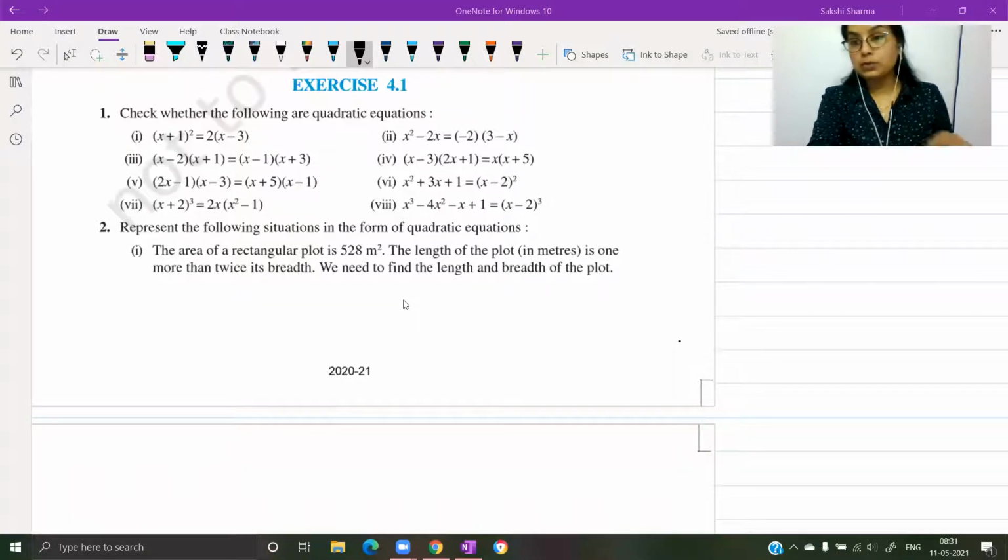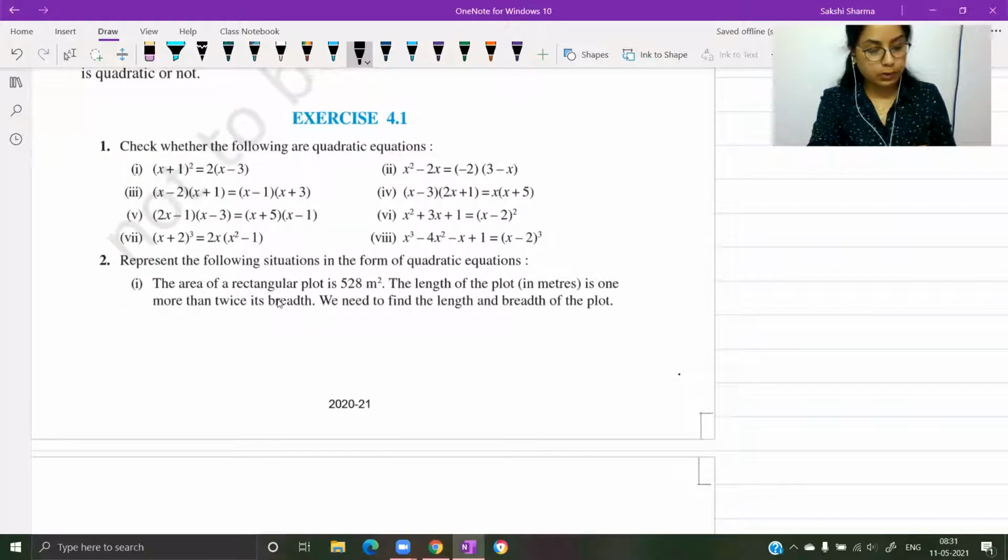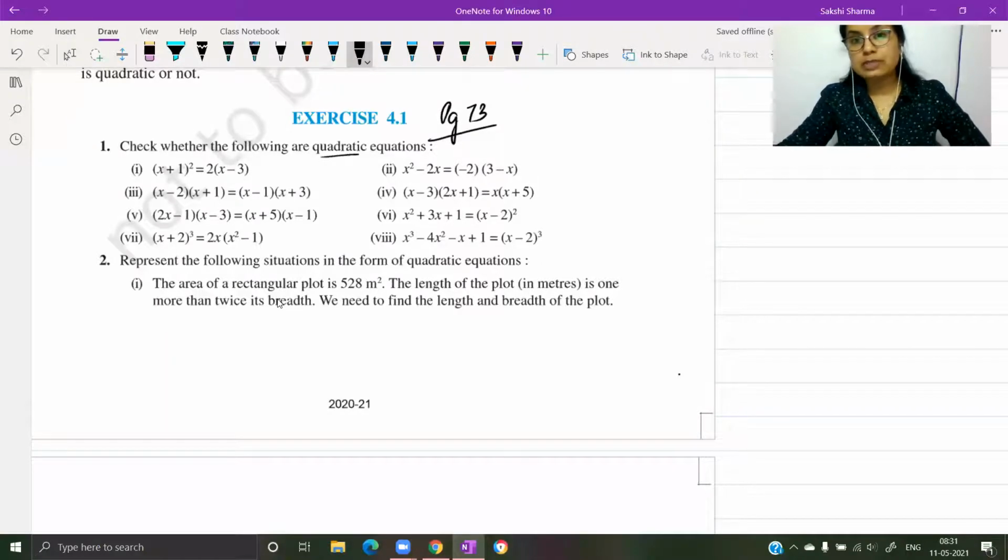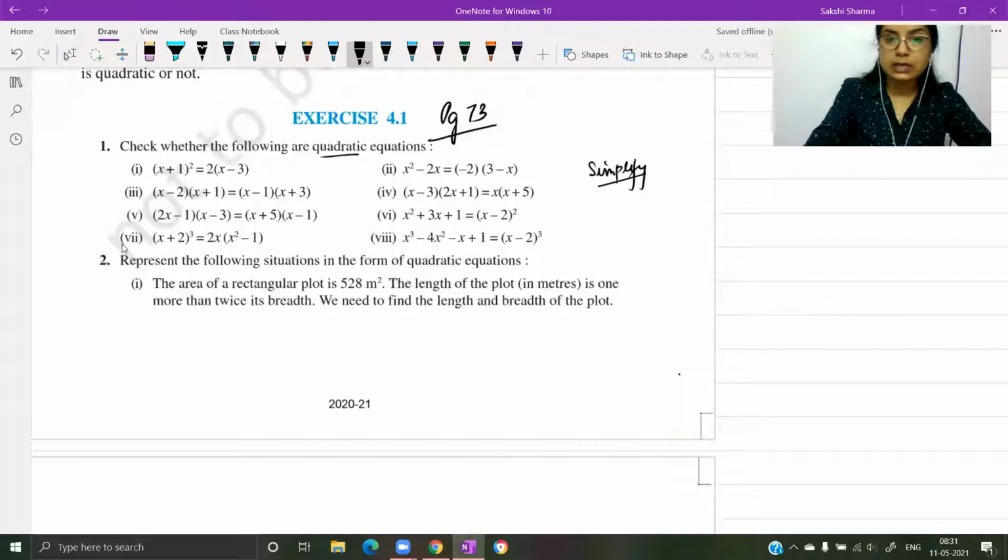I hope you have written those definitions, the one I sent. Question number 1 from 4.1. This is page number 73. You have to check which of the equations are quadratic equations. So simplify and then write down whether or not the equations given to you are quadratic or not. So solve it side by side along with me.